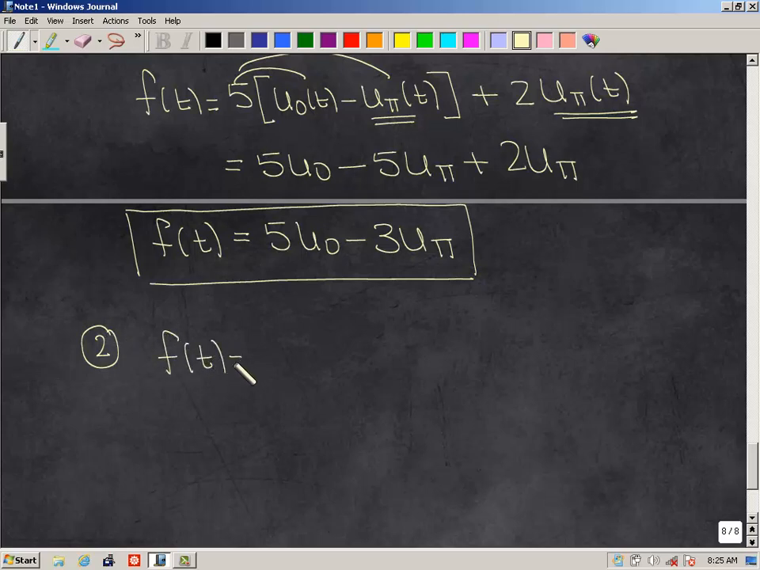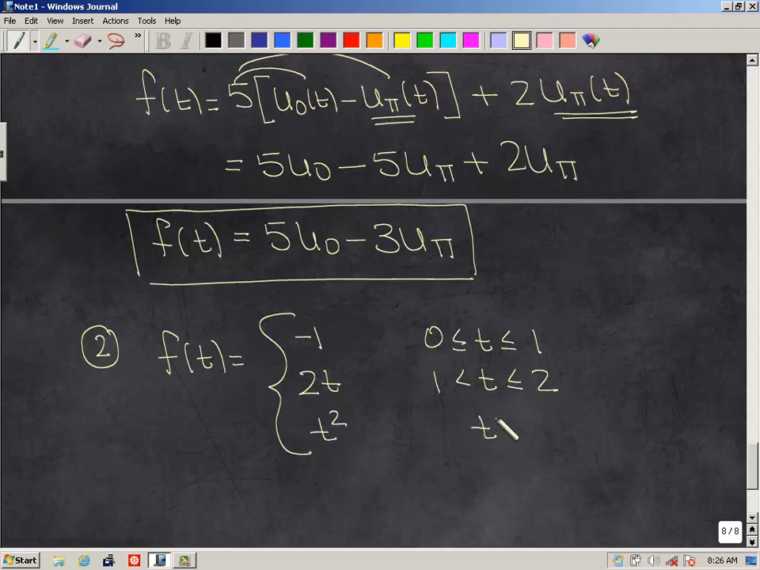Let's say if you have f of t, let's take a look at one that has multiple pieces. It is minus 1 if t is less than 0. Okay, actually let's make it interesting. 0 is less than t is less than 1, and then it's 2t if 1 is less than t is less than or equal to 2, and it is t squared if t is greater than 2.